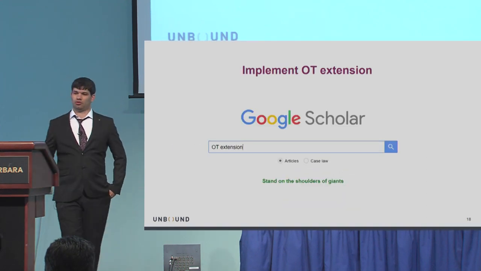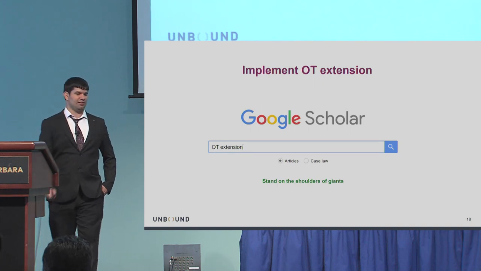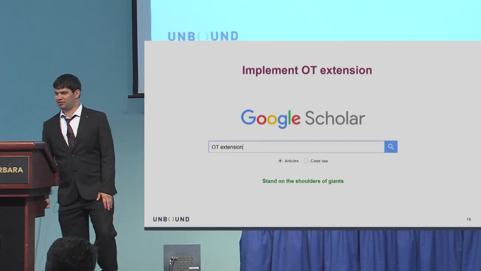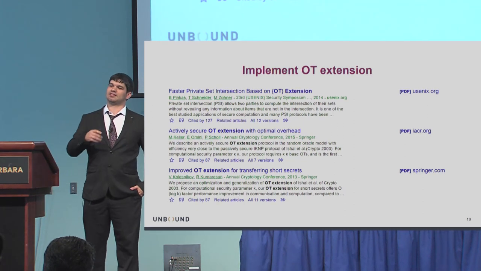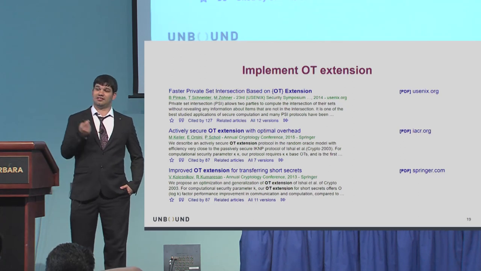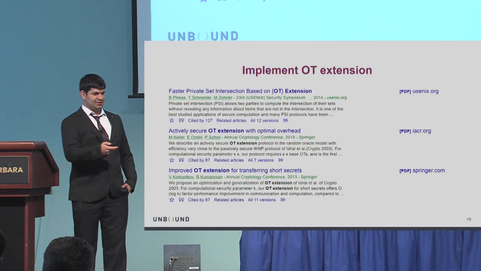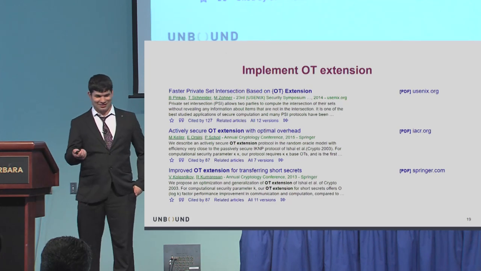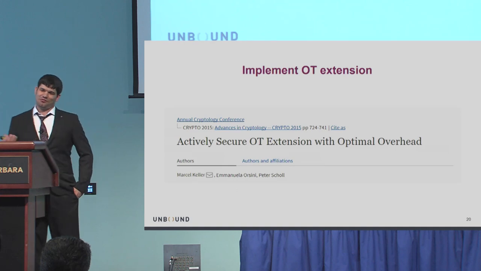So how would you implement OT extension? As somebody who wants to implement it currently, how are you going to do it? Well, the first step is you're going to go to Google Scholar and type in OT extension. You're going to look at all the relevant papers, look at a few links, and then see which one is the best. You check, OK, this one looks like the best. But is it from a reputable conference? So let's see, the second one is the candidate. Let's see if it's from a good conference. It's from Crypto 2015. I'm pretty sure. You think that's a good conference?